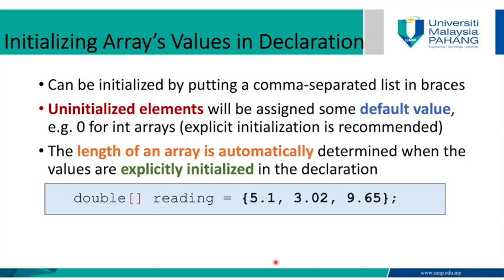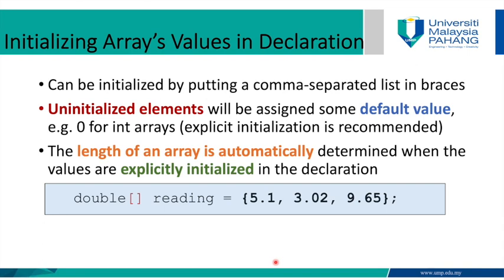So, initializing array values in declaration. You want to initialize the first index. It can be initialized by putting a comma separated list in braces. Uninitialized elements will be assigned some default value. So if you didn't assign any element to your array, it will automatically assign 0 to the value. The length of an array is automatically determined when the values are explicitly initialized in the declaration.